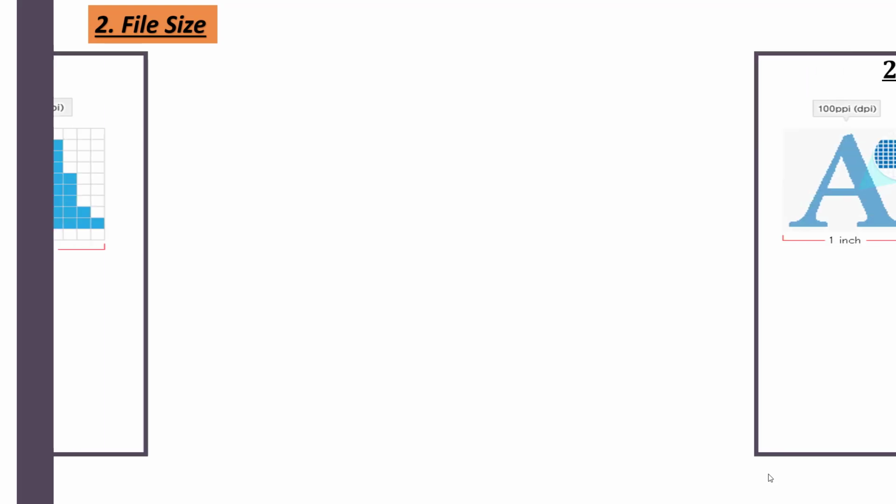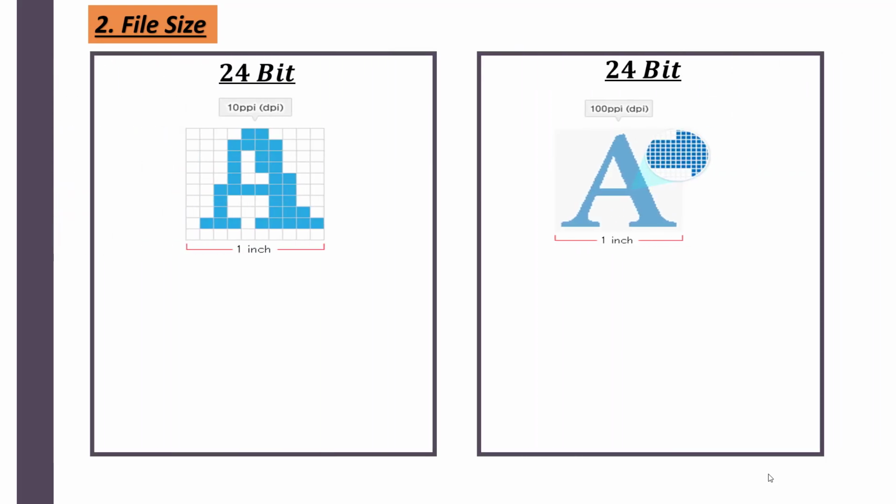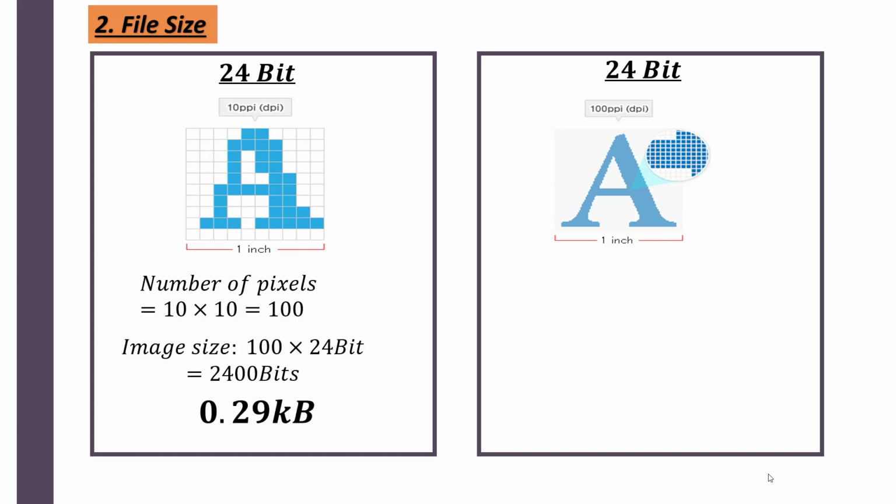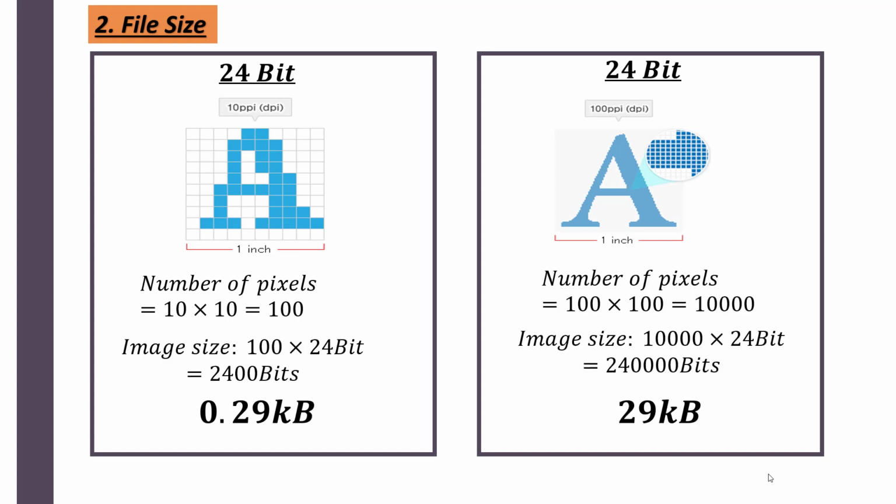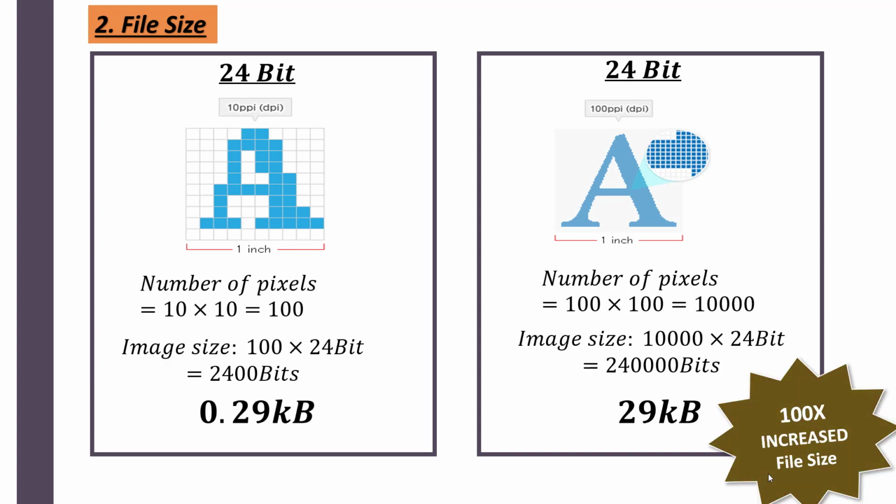What about the effect of image resolution on file size? If you think about it, the file size should increase with increasing resolution as more pixels or more details are being added. Let's look at the calculations. Suppose the color depth is fixed to 24-bit color. Number of pixels are 100, so the image size is 2400 bits or 0.29 kilobyte. We repeat the same calculation for this other picture. The number of pixels are 10,000. The image size is then 29 kilobyte. So there is a 100 times increase in the file size.